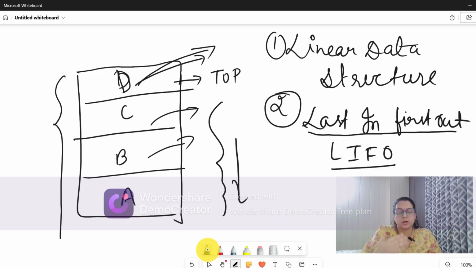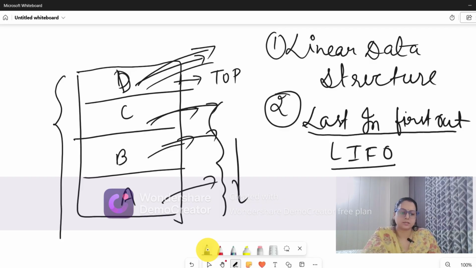We can reach up to our desired location, and continuously after the top element, the next element will be removed. D, then C, then B, and then only A. This is how we delete. This is the main principle of this stack structure, that the last element will be removed first.